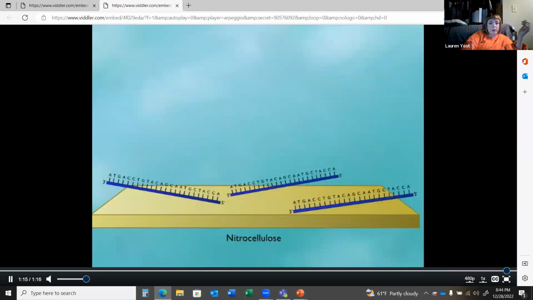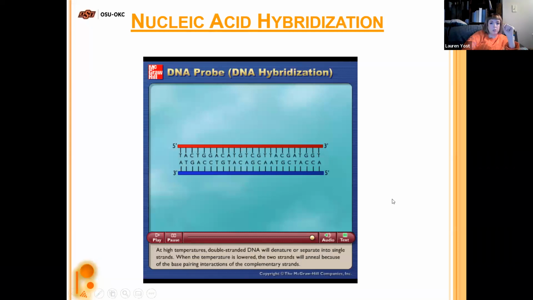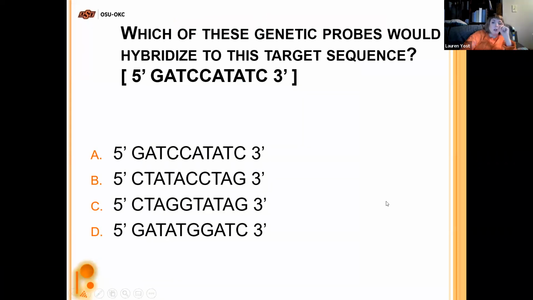So non-homologous means it doesn't have the sequence that matches. I know this is still pretty new stuff for you guys. Okay, so let's imagine that we were trying to do this and we would want to know which of these genetic probes would hybridize to this target sequence given to us here. And I want to be clear, this is part of one of those things where you have to be aware of when you get these questions.